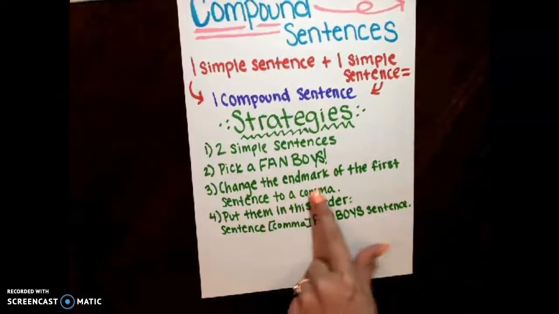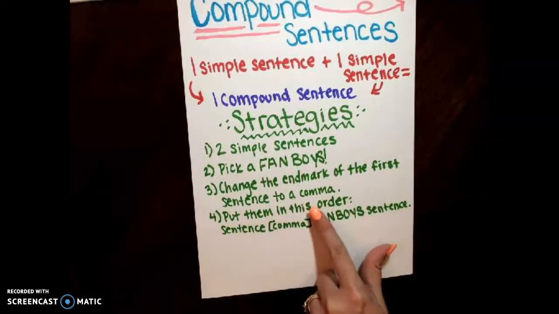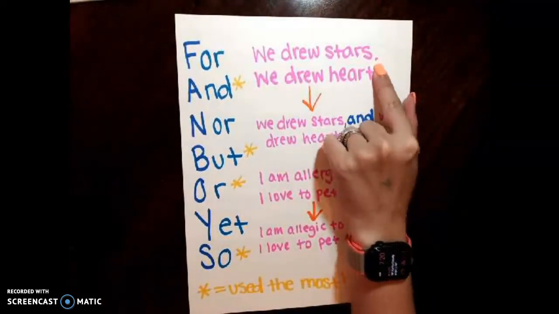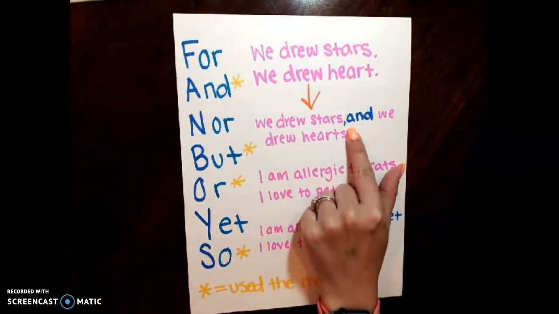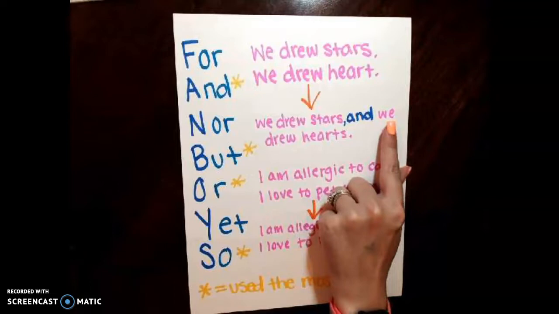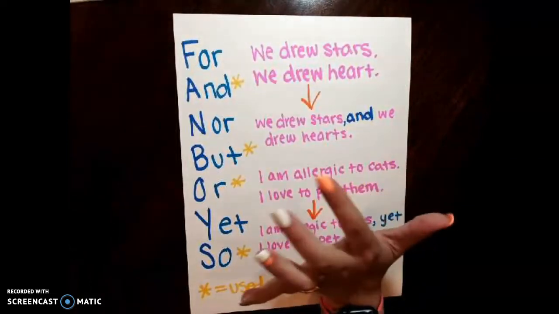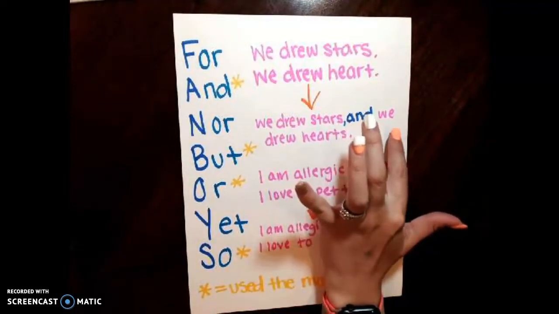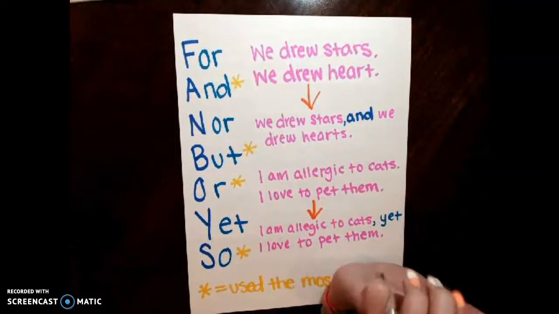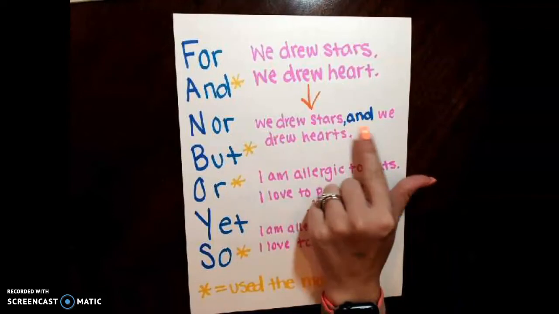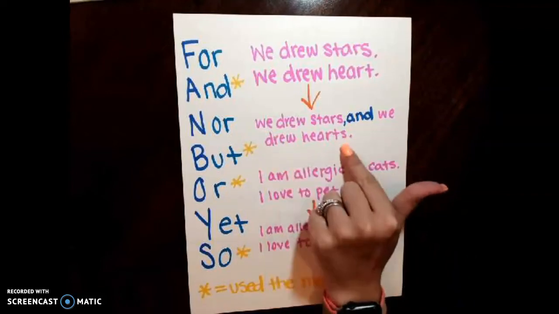Now I have to change the end mark of the first sentence to a comma. So I take away this period. I'm going to add a comma instead. So that period has now changed into a comma. I put in my Fanboy, and now I have to follow my formula. So it's short sentence number 1, comma, Fanboys, short sentence number 2. So my compound sentence is, we drew stars, and we drew hearts.